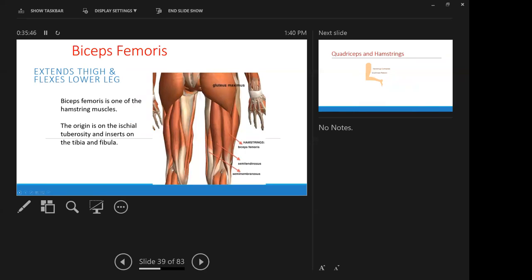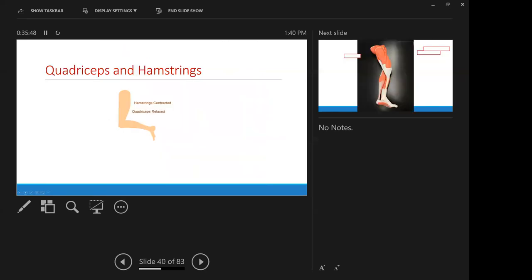Extend the thigh, flex the lower leg. And that's exactly what we're doing here. When our hamstrings contract, we flex the lower leg. When our quads contract, we extend the lower leg. So that's the opposite action.